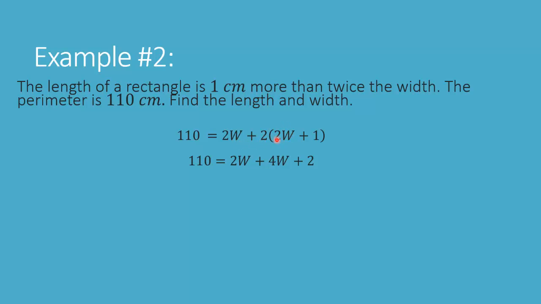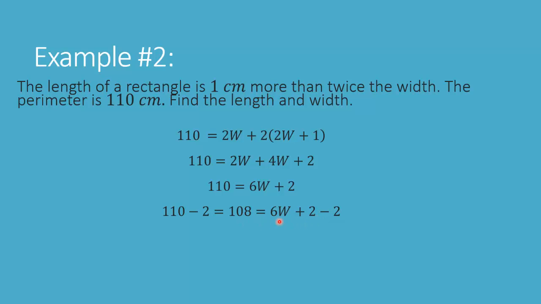So we distribute the 2. We get 4W plus 2 after distributing. Then we combine 2W and 4W to give us 6W plus 2. Now, our next step, we need to isolate W on one side. It already is. So we need to get rid of the 2. Since this is plus 2, we need to do the opposite to get rid of it. So we're going to subtract 2 from both sides. So we get 108 is equal to just 6W.